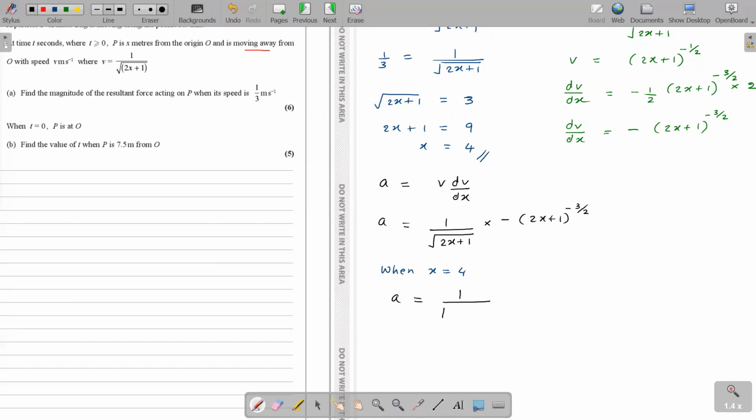1 over root of 2 times 4 plus 1, times minus 2 times 4 plus 1 to the power minus 3 over 2. So I get 1 over root of 2 times 4, which is 8, plus 1, root 9, that is 3, into minus, this is again 9 to the power minus 3 over 2. How much is the answer? So the acceleration is, yeah.